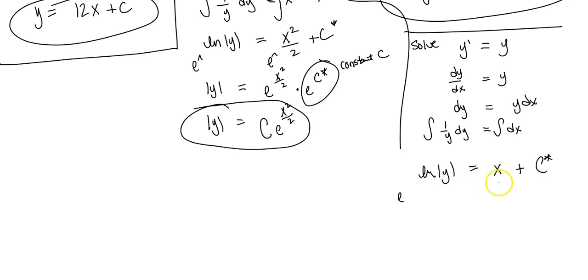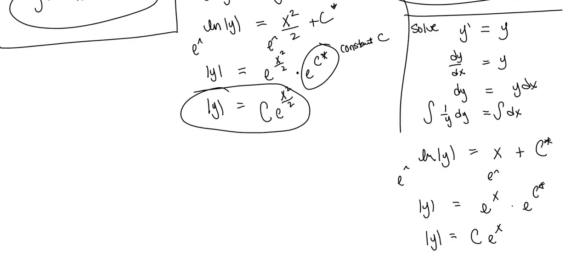So I would take e and raise it to both sides. So I would get the absolute value of y equals e to the x times e to that c star. And the absolute value of y is equal to c e to the x. And typically we don't leave the absolute values on there. We just assume that c is going to be positive. So this is the solution to this equation.